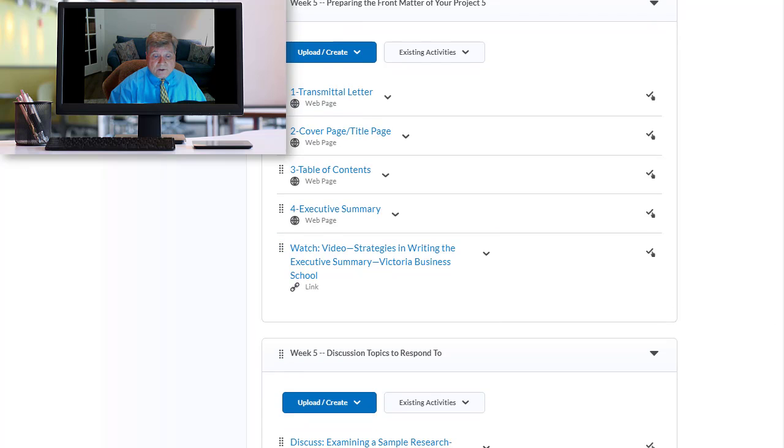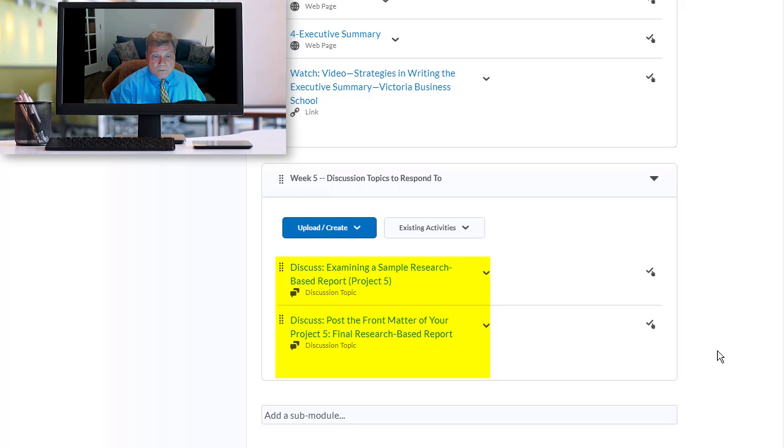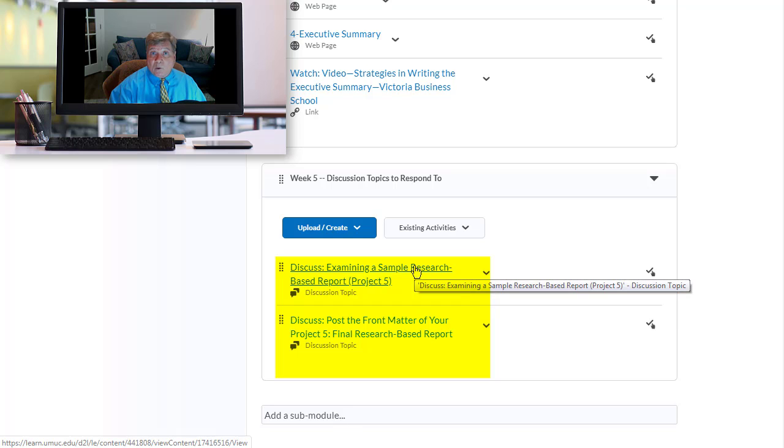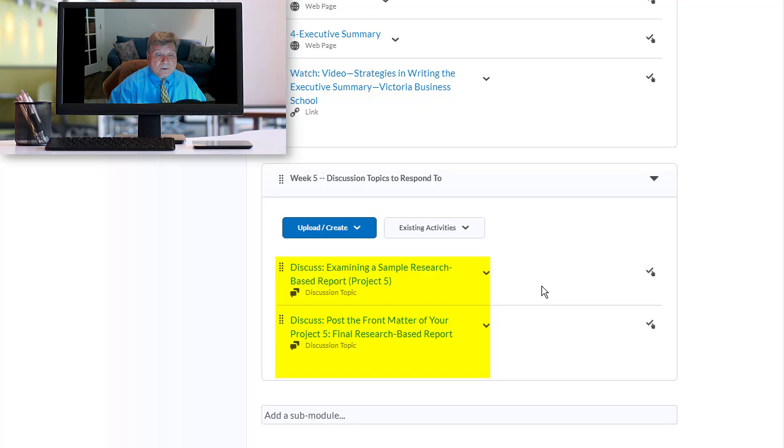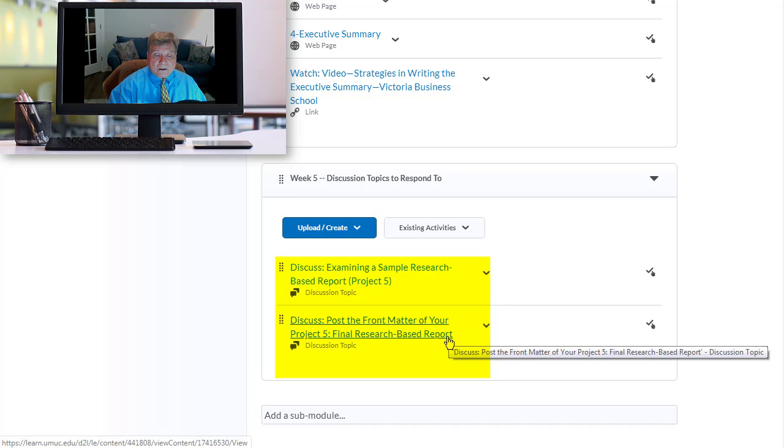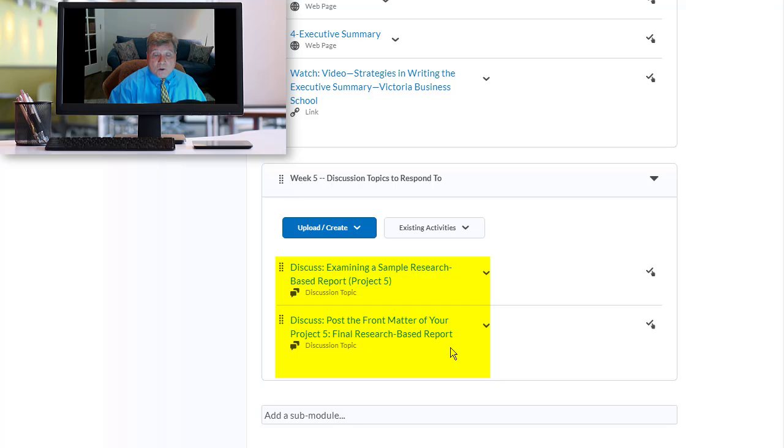And then the last thing you'll be dealing with this week are 2 discussion boards. In the first discussion board, you're going to answer some questions about the second sample paper, the employee retention paper. And then in the second discussion board, you're going to be actually posting your front matter for review. And I'll be giving you feedback on that front matter.